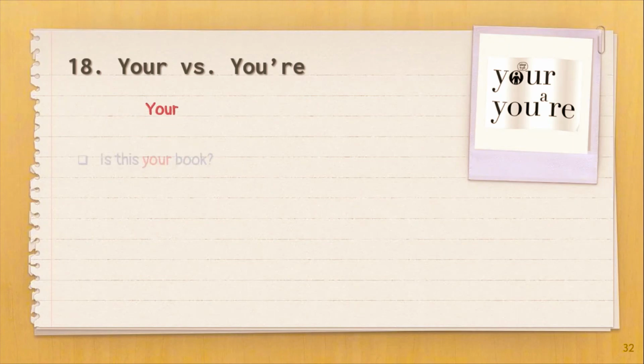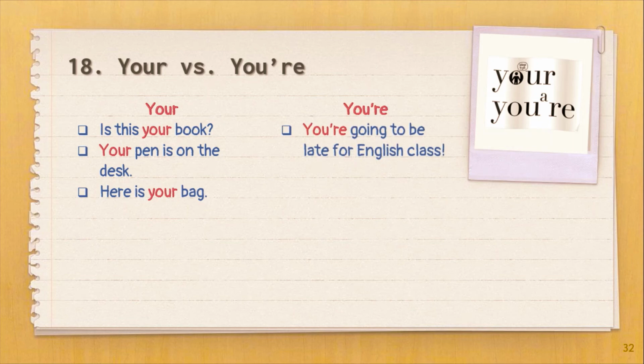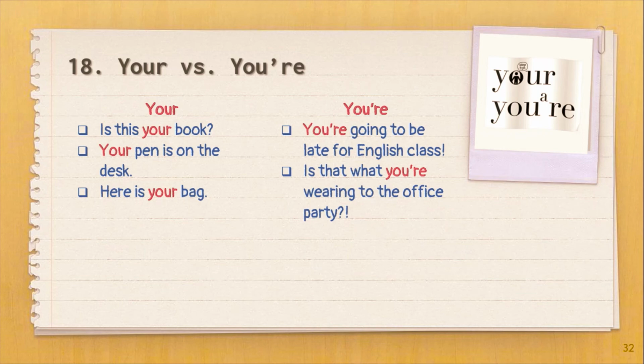Let's use it in a sentence. Is this your book? Your pen is on the desk. Here is your bag. So it represents a person. You're going to be late for English class. Is what you're wearing to the office party. So you're there is the contraction of you are.